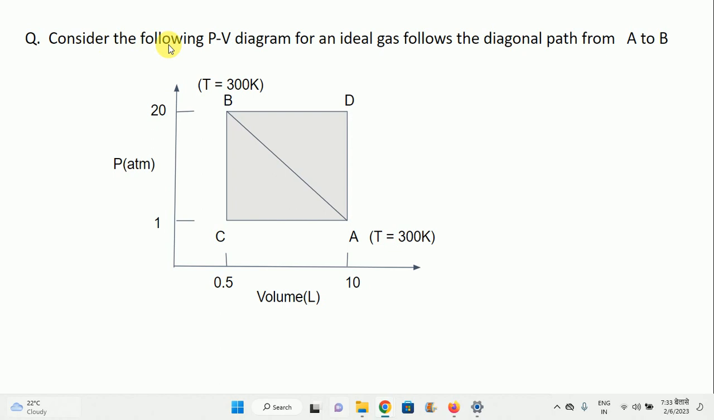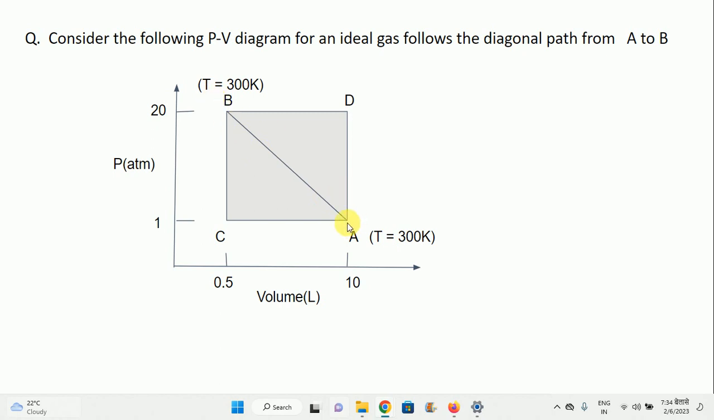Consider the following PV diagram for an ideal gas. Follow the diagonal path from A to B. So this path is given from A to B. Other step paths are also given, A to C and then B, A to D and then B, but they are giving that A to B.